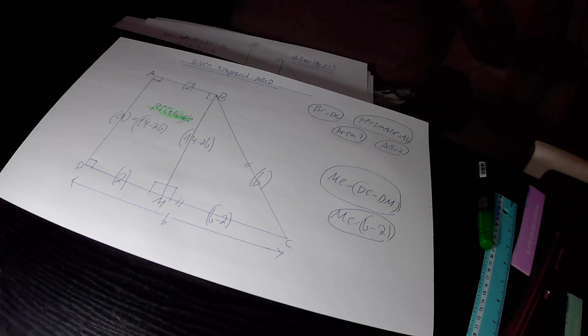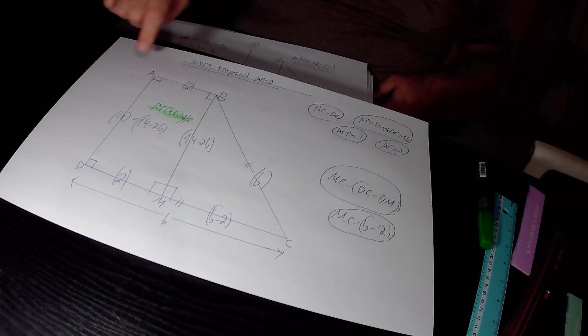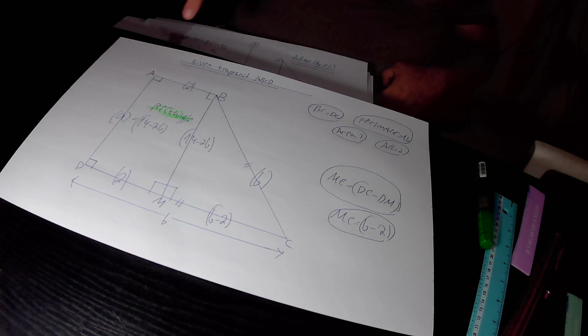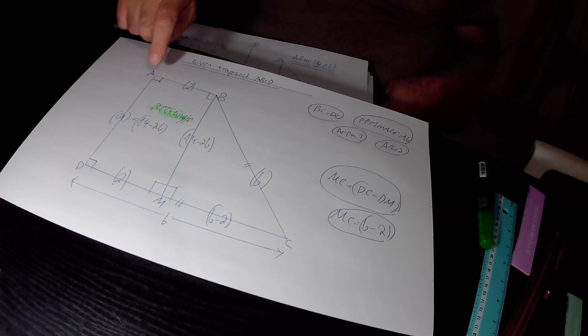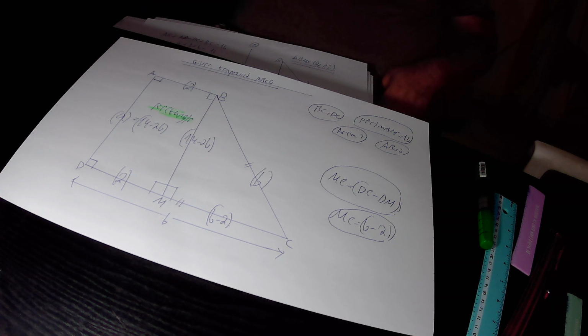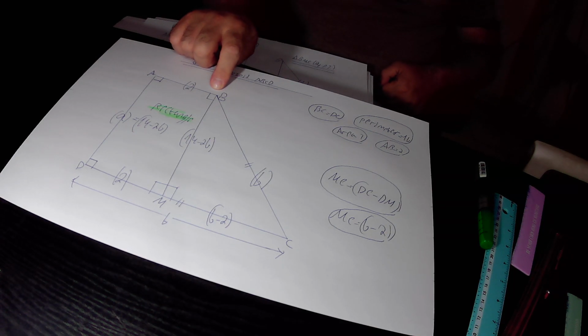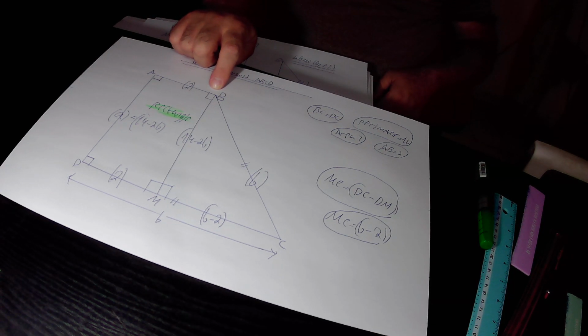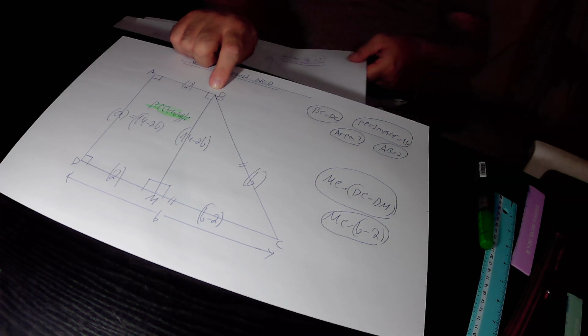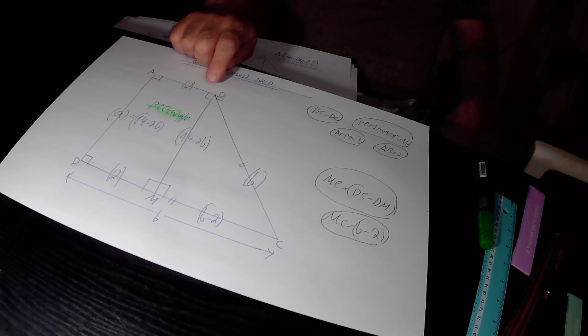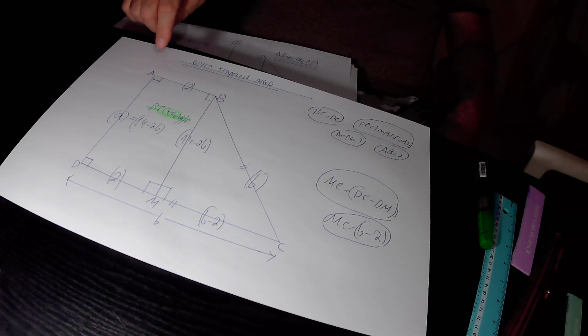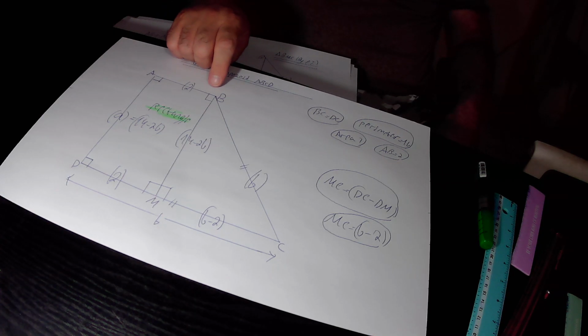By doing this construction, we get a quadrilateral ABMD. Inside this quadrilateral ABMD, we have 1, 2, 3 right angles. The sum of 3 right angles is 270 degrees, so 270 degrees plus the size of this fourth missing angle must equal 360 degrees, according to the rule that the sum of the angles in any quadrilateral is 360 degrees. Therefore, this fourth missing angle must be equal to 90 degrees in size.